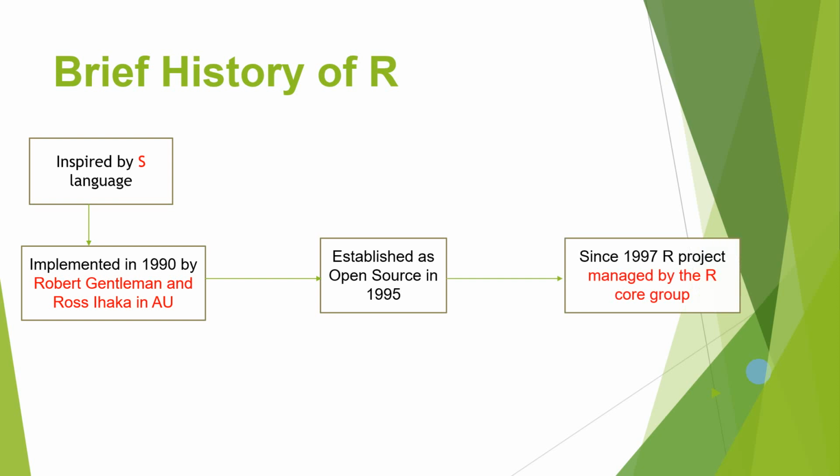Since then, in 1997, the R project was managed by the core group. There are a few persons managing this particular software. This organization is free of cost, no one is charging anything. They are freely providing dedicated services to this project. They are managing things, getting the libraries updated to remove misuse, and establishing security features. Those things are done by these people. This is basically our community.